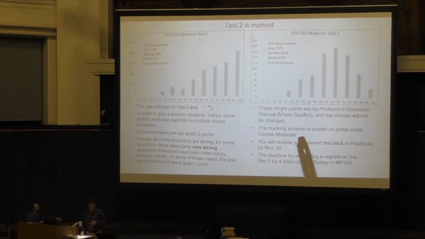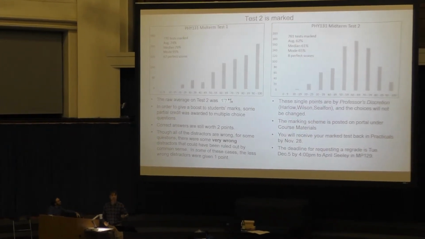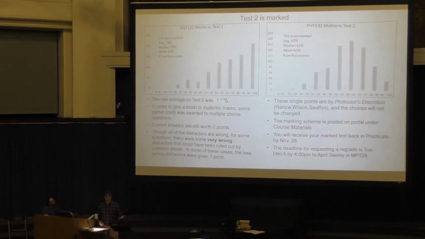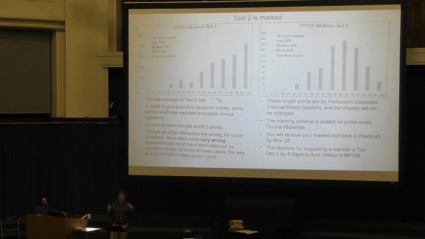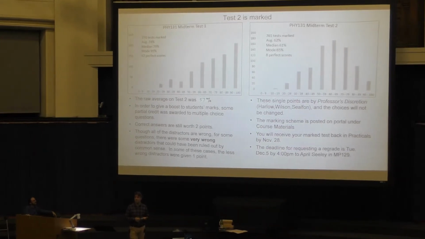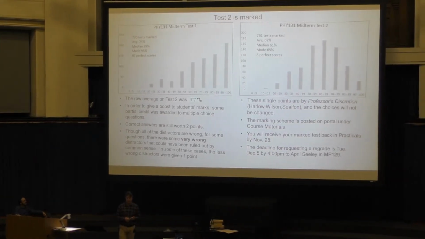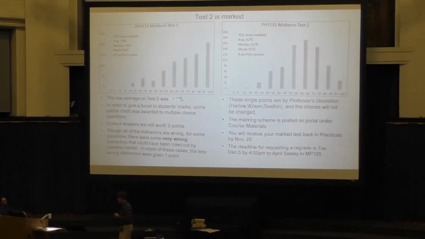The detailed marking scheme has been posted on the portal under course materials, so you can check your mark, make sure it was computed correctly. If there's a discrepancy between the marking scheme and the mark you got, there might be a mistake, so definitely bring it to April Seeley by December 5th and we will correct that mistake. You should be getting the whole thing back in your next practical session.